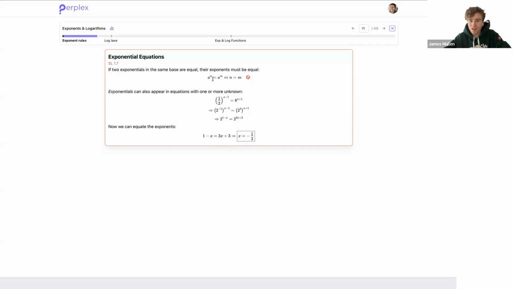Now, it's worth mentioning, I said that if two exponents of the same base were equal, then the exponents were equal. That's true if the base is not 0, right? Because 0 to the power of 5 is 0, and 0 to the power of 10 is 0, they're always going to be the same. But for non-zeros, and also not for 1, it's going to be true.